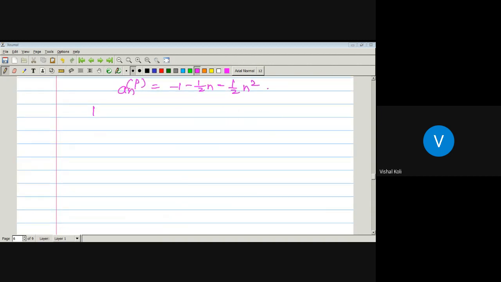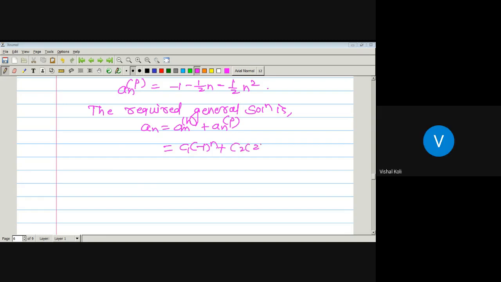Now the required general solution is homogeneous solution plus particular solution, which is equal to, what is the homogeneous solution? C1 times minus 1 by 2 raised to n, plus C2 times minus 1 raised to n, plus this one, minus, take common, 1 plus 1 by 2 n plus 1 by 2 n square. As here we have no initial conditions, this one will be the required general solution.